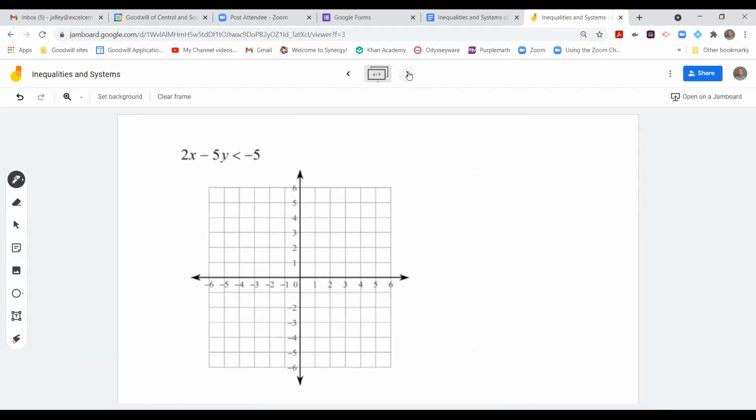All right, here's the third example. 2x minus 5y less than -5. It's in standard form. Can we graph it? Well, yeah, but we need to know the intercepts. And 2 doesn't go into -5 evenly, so I'm going to end up with a fraction somewhere. I don't want to mess with that.